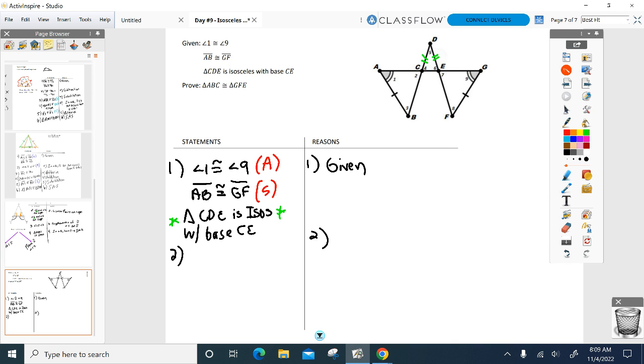CD and DE. I don't have to write that in my proof. That's given to me by saying that base CE. Right? I don't have to write that. So hopefully that's why we need to know the vocab. Oh, that's the base. That's the non-congruent side. The other 2 are congruent.